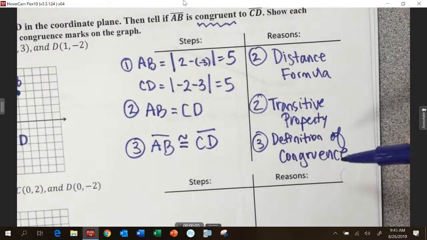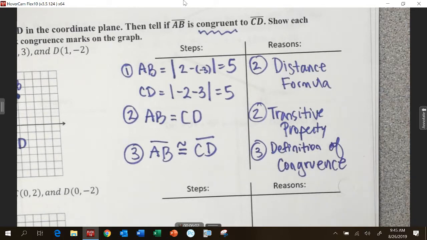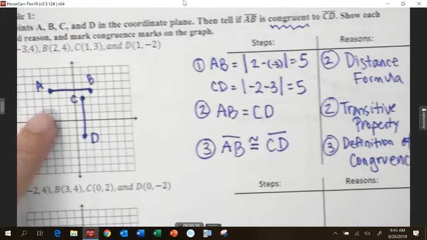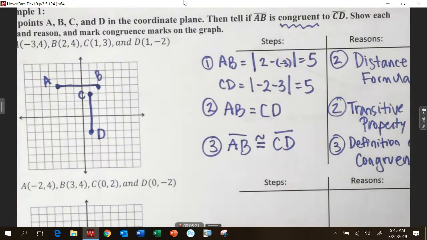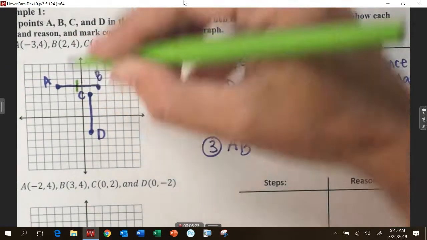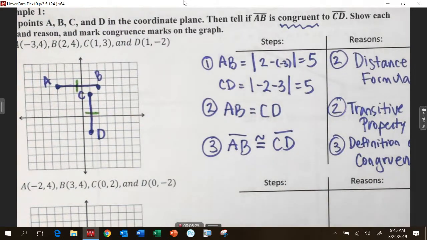So stuff that goes in reasons would be formulas, definitions, postulates, properties, theorems. That's the kind of stuff that goes in my reason column. And that's all we needed. Now, the last thing I said was if they are congruent, to mark them with congruent marks. So we go over to our graph. They are congruent, so I can give them each the same symbol. Whatever symbol you choose, I just did one little tick mark. They are congruent.